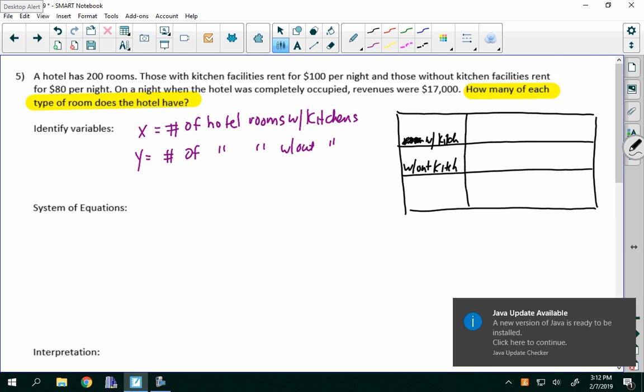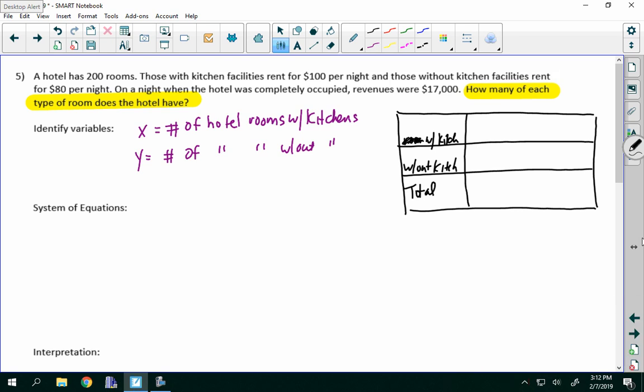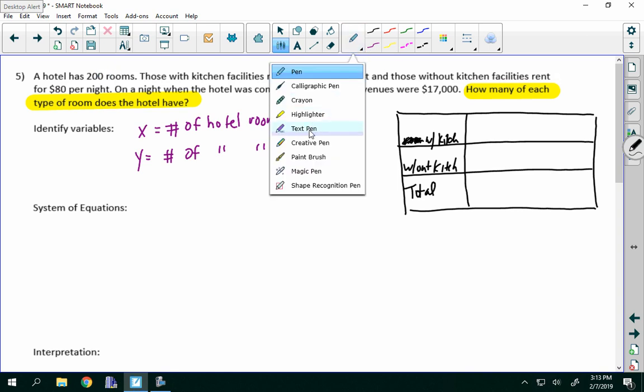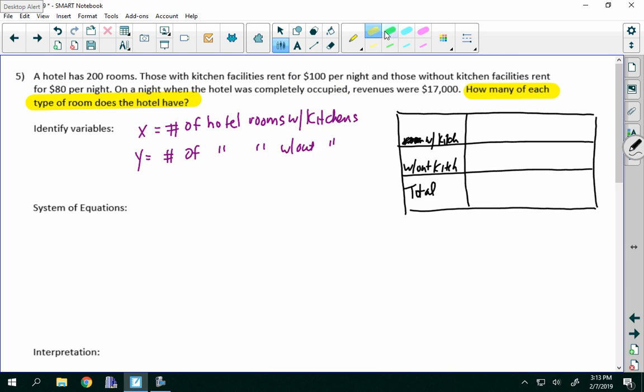Okay. And down here is often a total of the things above. Sometimes, instead of being a total, it can be a relationship between these two things, like one is 35 more than the other, or there's 35 more rooms with kitchens than without. But in our case, we were given a total of our rooms as 200. So that's one way you can start to take some of this information given in the story and find a place for it in this table. So I'm going to put the 200 right here. I know that's a total.